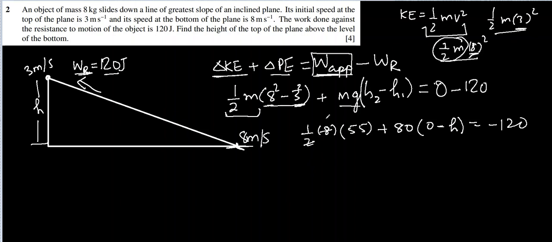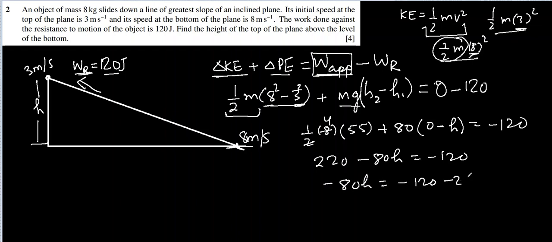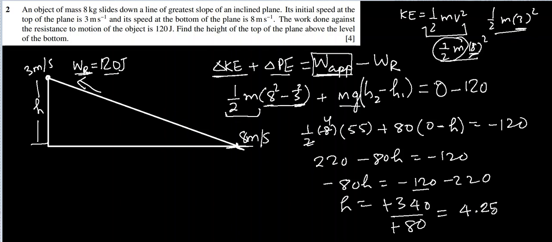So let's cancel this. For 220 minus 80h equal to minus 120, minus 80h equal to minus 120 minus 220. Okay, h equal to minus 340 divided by minus 80. Minus and minus get cancelled out, and the answer is 4.25 meters. That is this height.